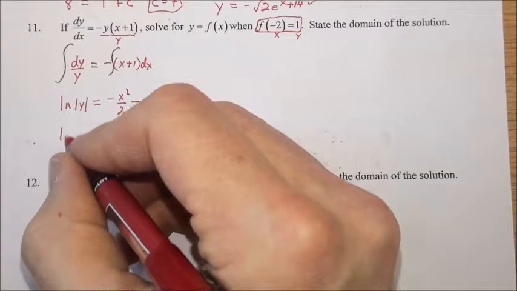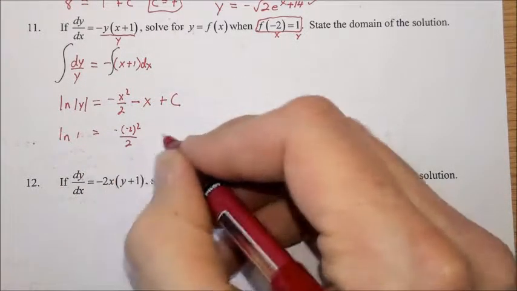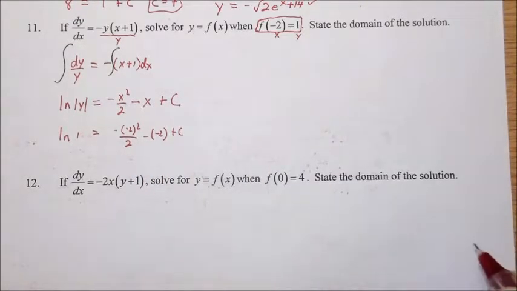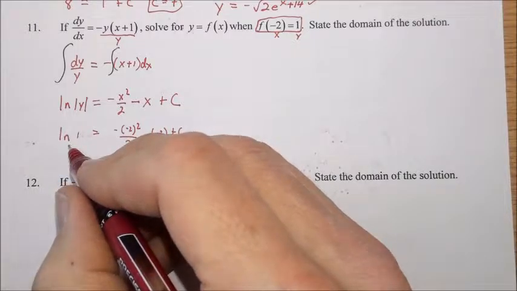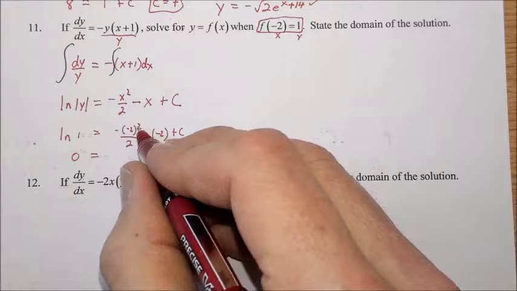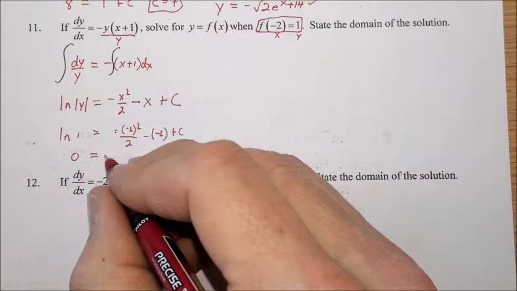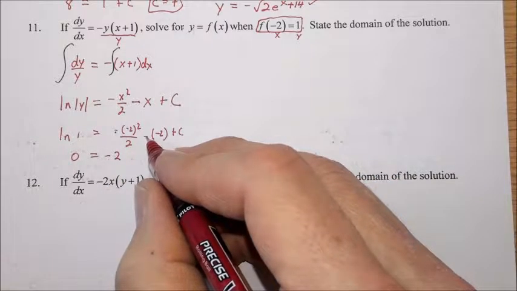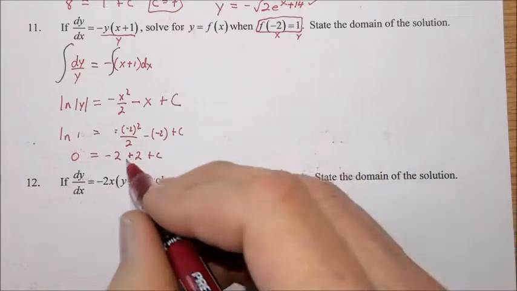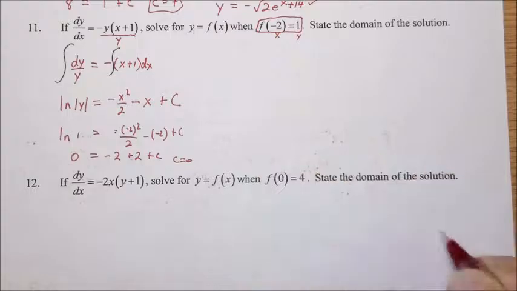So we have the natural log of 1 is equal to the opposite of (-2) squared over 2 minus (-2), plus c. Well, the natural log of 1 is 0. (-2) squared is 4, but then we negate it again, so we have -4 divided by 2 would be -2. And then we have minus -2, which means we're adding 2, plus c. So we can actually see that our 2's will wipe each other out, and c is equal to 0.